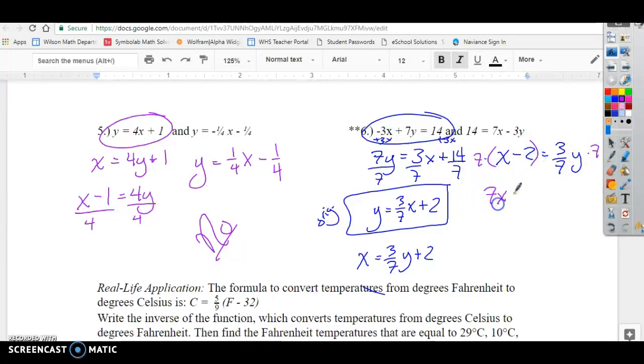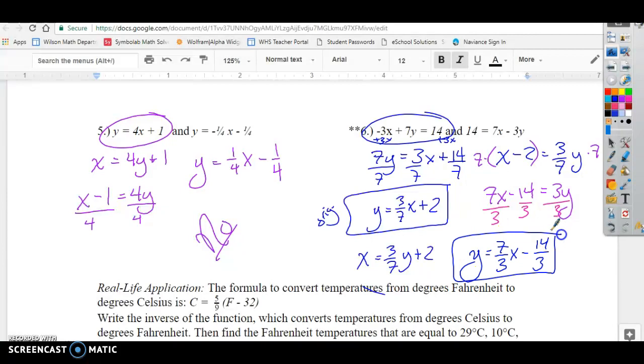This is 7x minus 14 equals 3y. I will then follow up by dividing by 3. So it looks like my inverse will be y equals 7/3 x minus 14/3. Okay, so this is my original, that's my inverse here.